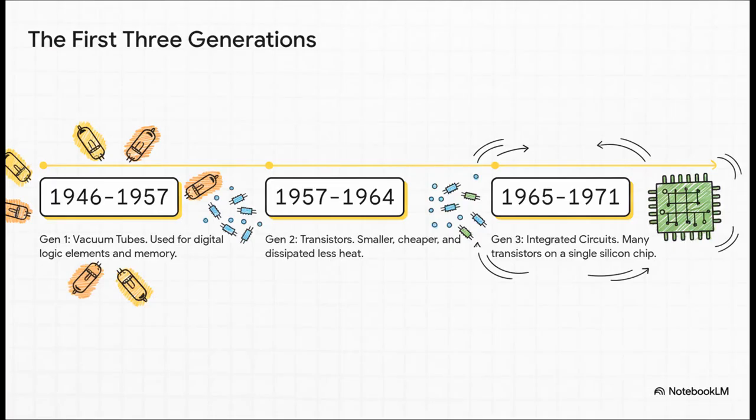The first generation of computers use these massive, hot, unreliable things called vacuum tubes. We're talking computers that filled entire rooms. Then came the transistor, a total game changer. It made computers way smaller, cheaper, and much more reliable. But the real revolution was the third generation, with the invention of the integrated circuit. The idea that you could pack a bunch of transistors onto one tiny sliver of silicon, that changed everything.